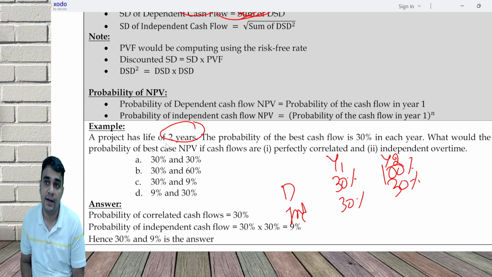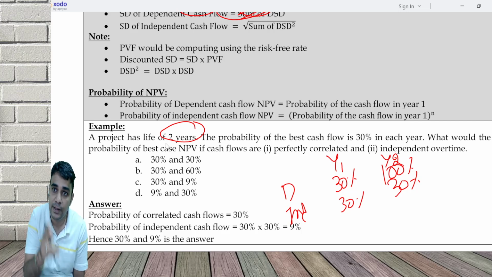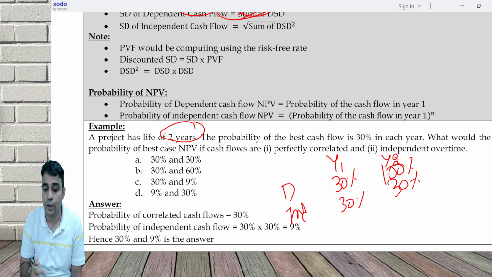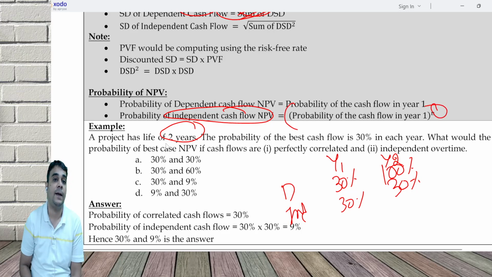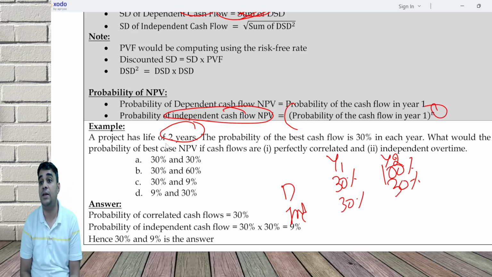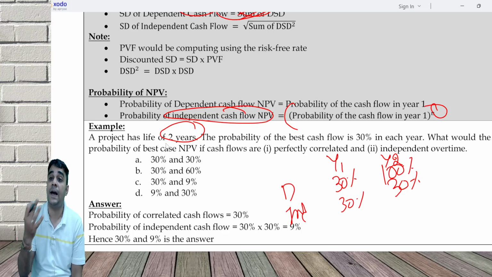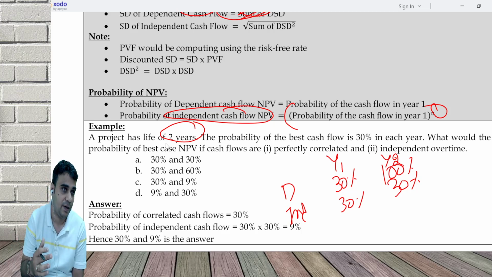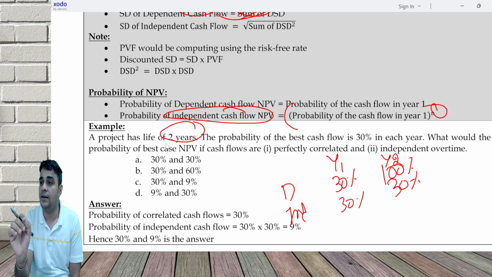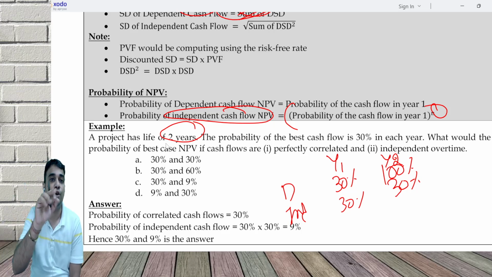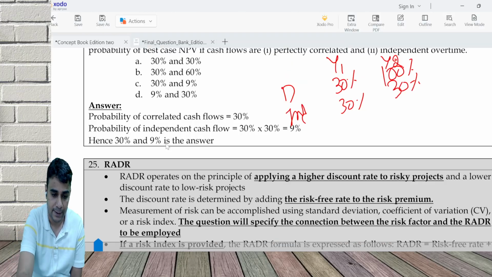So if you need two times heads, your probability is 1 by 2 into 1 by 2. So for independent cash flow, it is 30% power n: 30% power 2, 30% power 3 if it's 3 years, 30% power 4 if it's 4 years. So in independent, worst happening or best happening is very rare. Whereas the other way around, first year 30%, that's all, that's the probability, because you'll do into 100 into 100 into 100. You'll see this in a problem later on. Let's see the problem now. RADR I'll explain later.